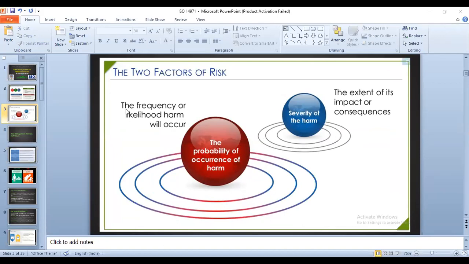See, the frequency or likelihood that harm will occur, that is the probability of harm. And the severity of the harm: the extent of its impact or consequence is known as the severity of the harm. These two points we have to reduce during medical device manufacturing. That is very much important.